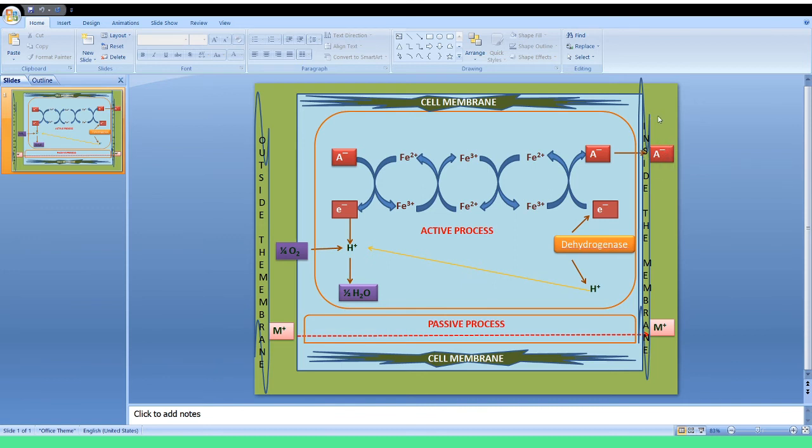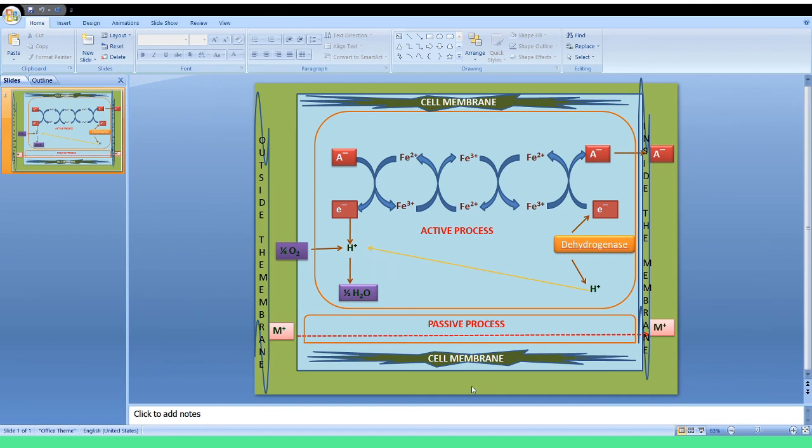To balance this anionic concentration, there is a movement of cation from the outer region of the cell membrane towards the inside of the plasma membrane, by a passive process. Have to note this one. The uptake of anion is an active process, whereas the uptake of cation is a passive process.